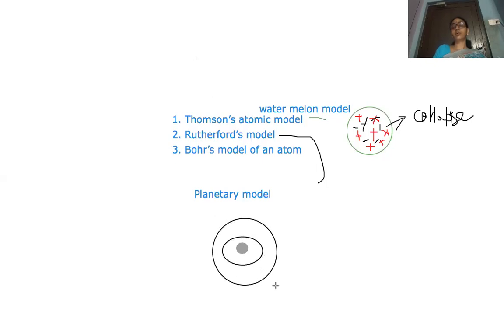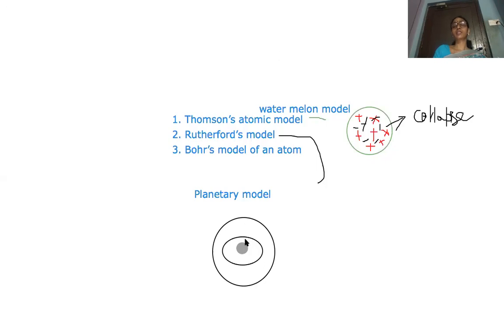So he gave the concept that just how the planets revolve around the sun, the same way he said that if we imagine we have an electron here at this particular place, just like how the planets revolve around the sun, electrons also revolve around the center of the atom, that's called the nucleus.